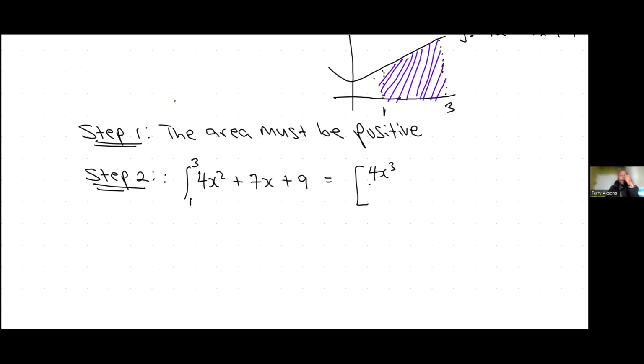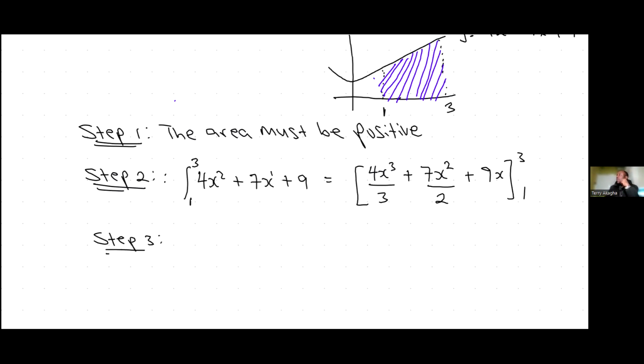So add 1 to the power divided by the new power, plus we're going to have 7x raised to the power 2. You add 1 to, because remember I told you there's an invisible 1 there. So 1 plus 1 will give you 2 divided by 2. And when you integrate a constant, it's going to give us 9x all the way through 3 and 1. Easy. All right. So we've talked about this, so I'm not going to spend so much time on this. So please go back and have a look again.